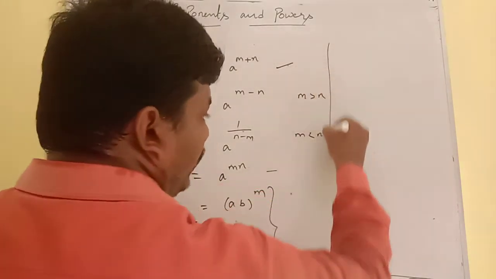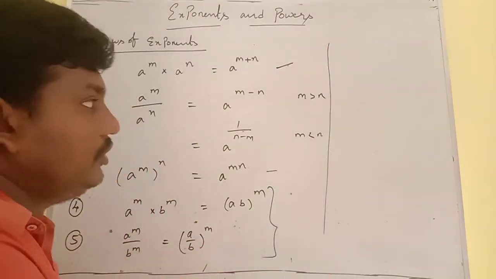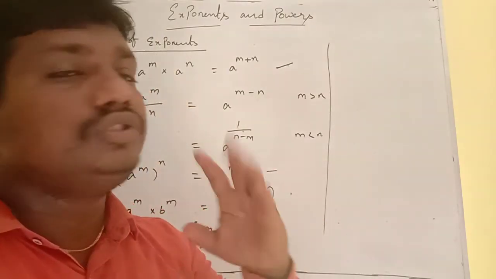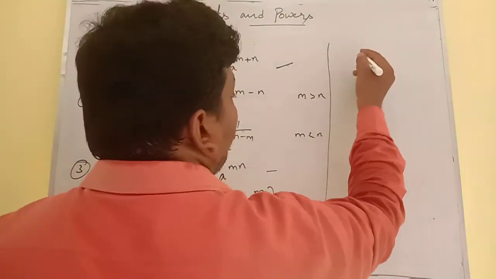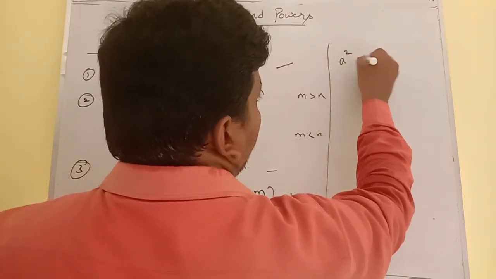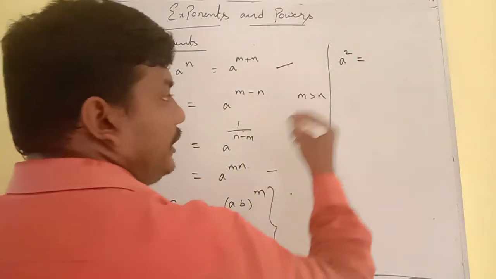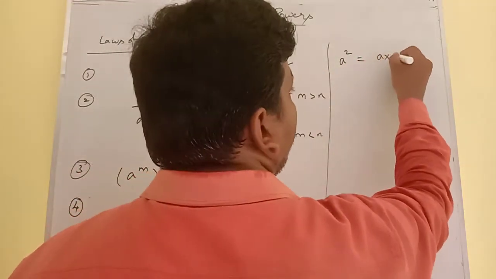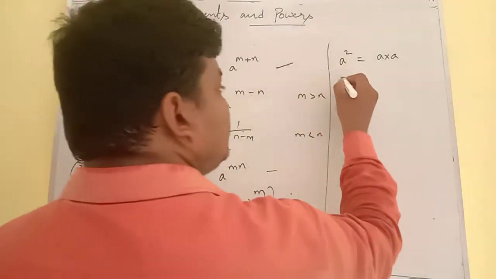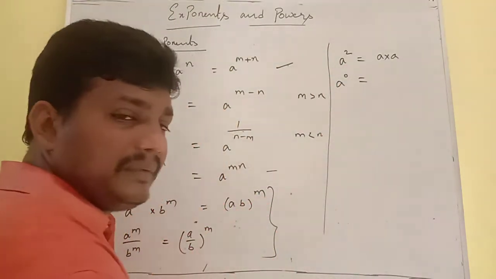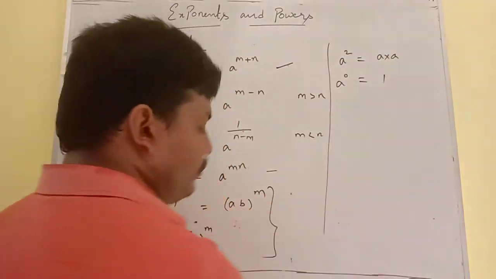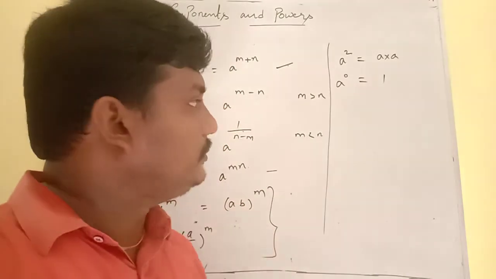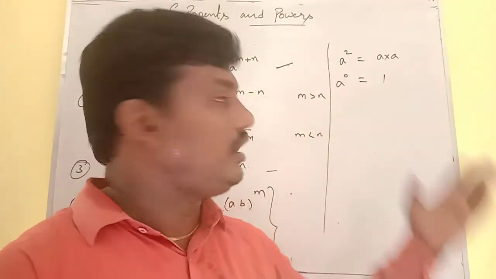Now we have to observe powers that are positive, negative, and zero. If you have a positive power, a power 2, what does it mean? A power 2 means a is repeatedly multiplied 2 times, that is a into a. If you consider a power 0, what does it mean? It means 1, because a power 0 means a is multiplied 0 times. A multiplied 0 times means a is not there. If a is not there under the product condition, why?